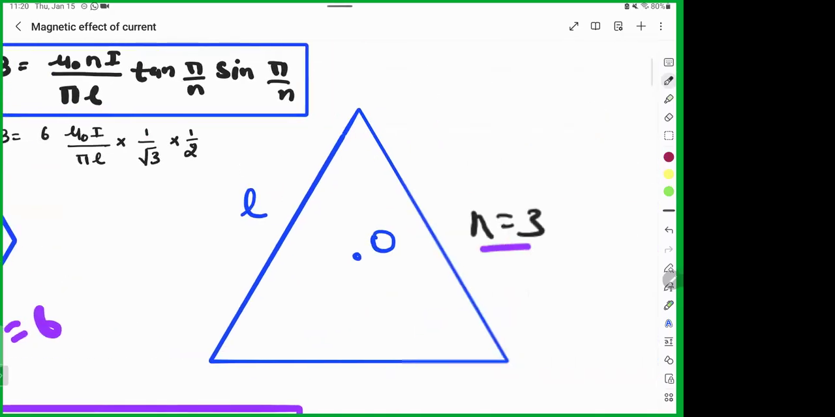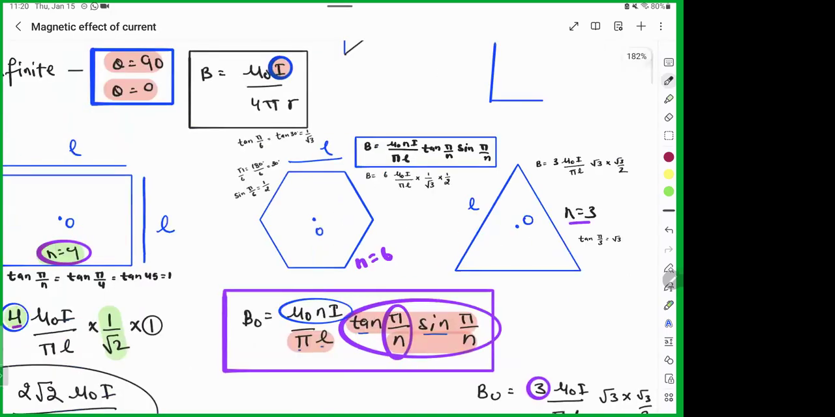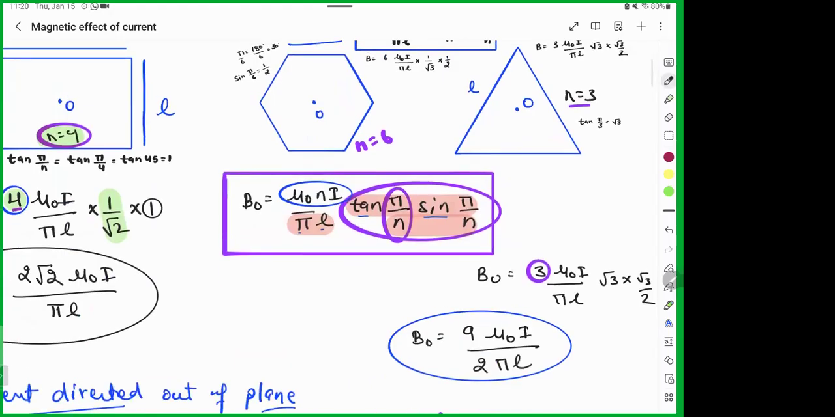Next, Sarah, what will be the magnetic field in this case? The 3 mu naught I upon pi L. And what will be tan? Root 3. Yes, sir. And sin pi by 3 value? Root 3 by 2. Done. All of you understood how we got these different values?